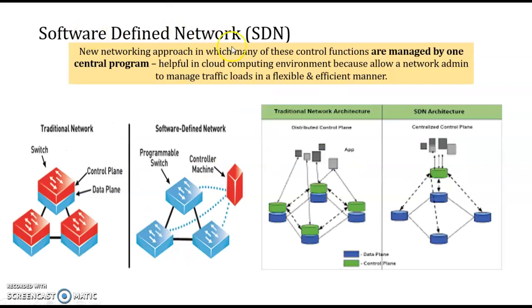And then we have the software defined network. SDN is a new networking approach in which many of these control functions are managed by one central program. It is a one stop center, and it is helpful in cloud computing, because we can manage traffic load there. In a traditional network, each switch has to go through control data one by one. With SDN, there is one controller that programs everything, controlling from one place. So it is easier and actually better.